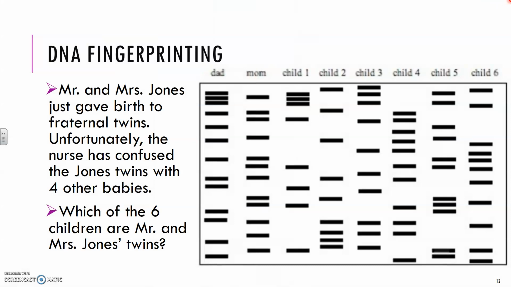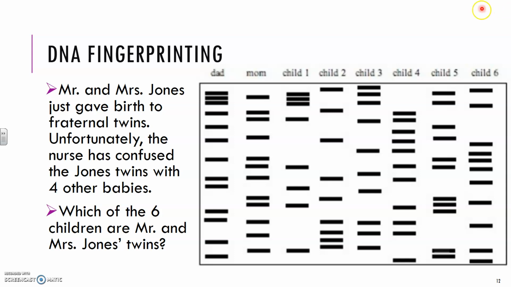This is where it gets a little more complicated. Mr. and Mrs. Jones just gave birth to fraternal twins. These are not identical twins, so they don't have the same DNA. Unfortunately, they should have picked a different hospital, because the nurse has confused the Jones twins with 4 other babies. So, of course, they decide to do a DNA test to determine which kids are Mr. and Mrs. Jones' new kids.